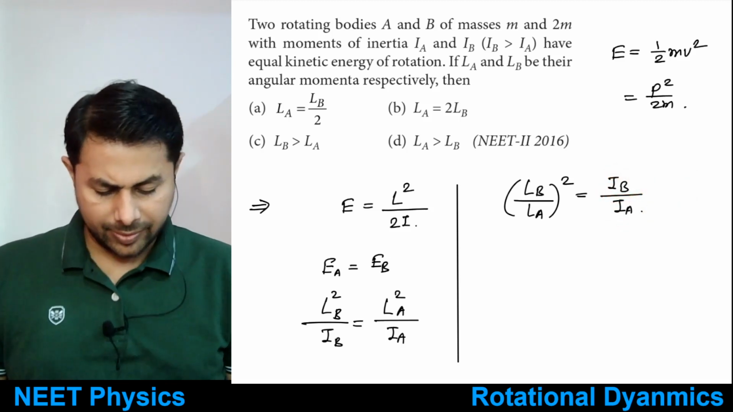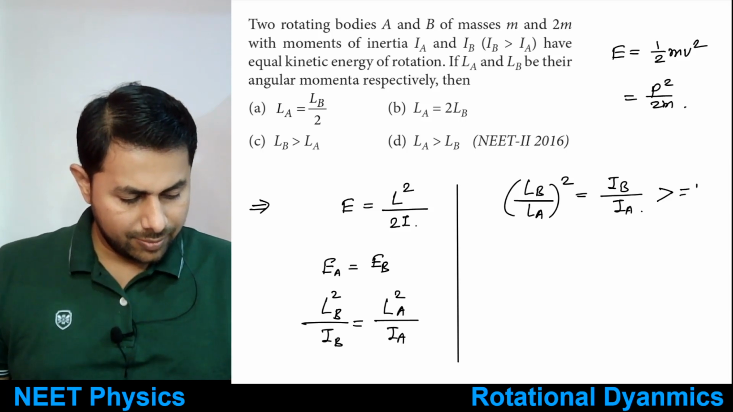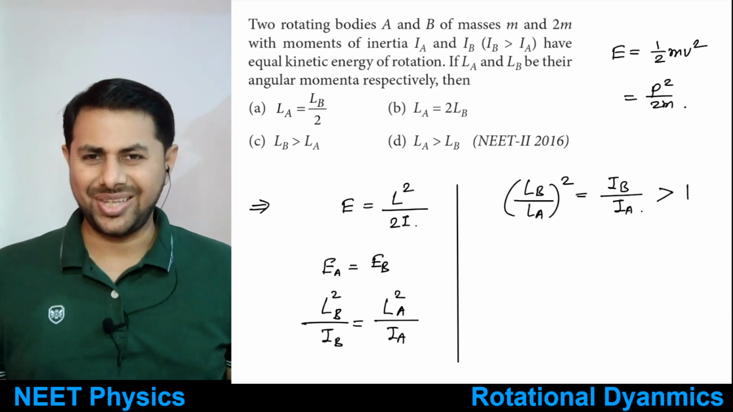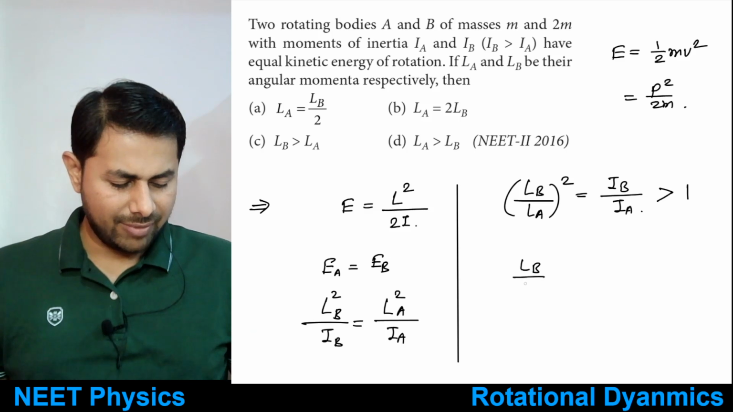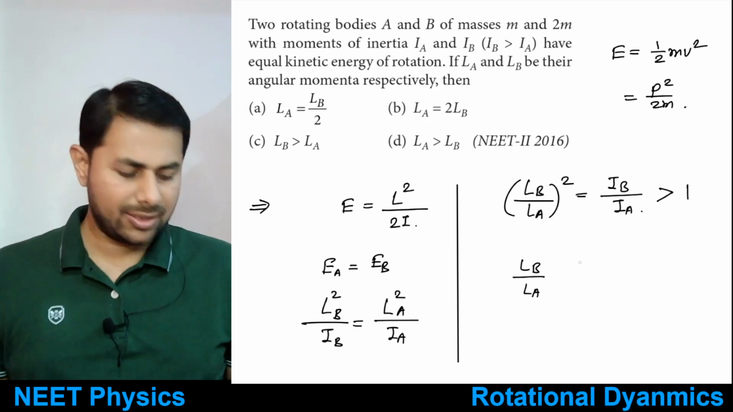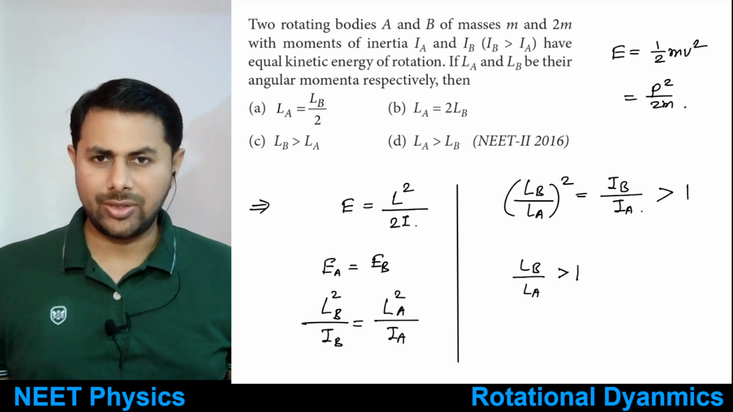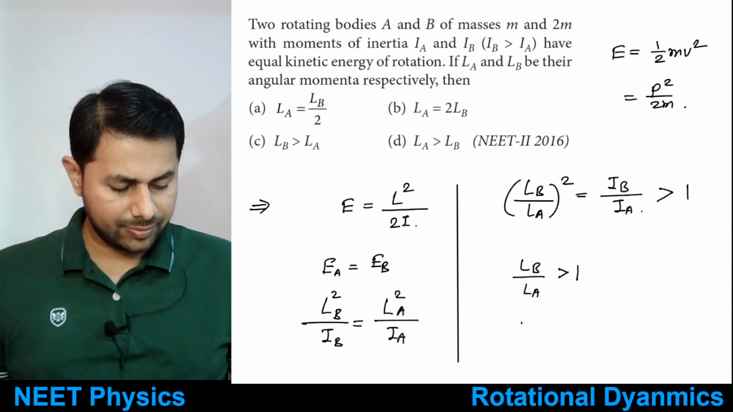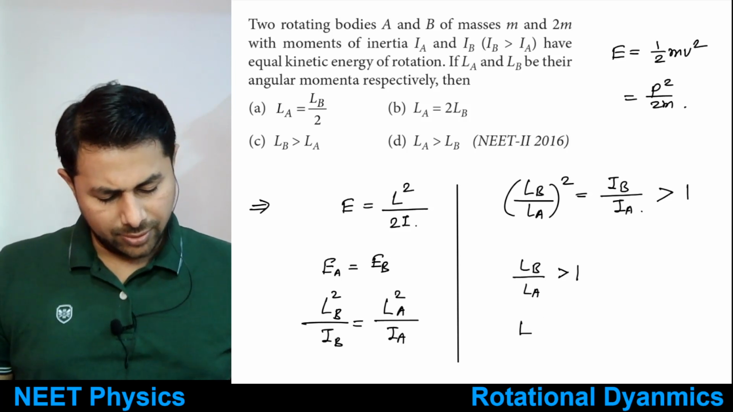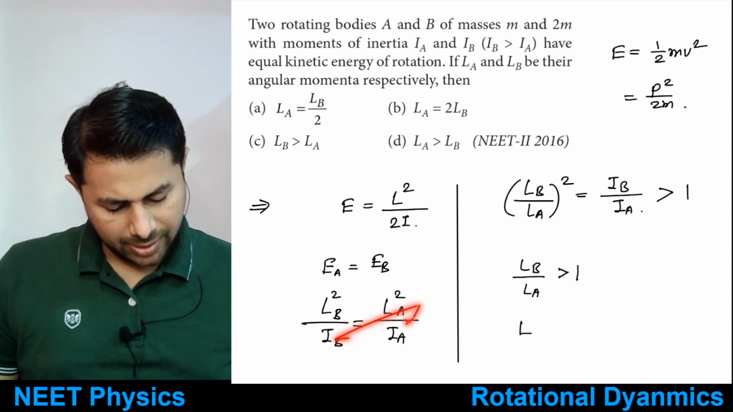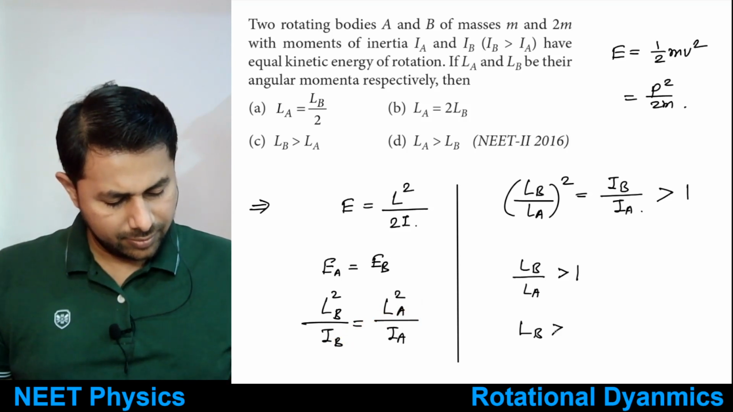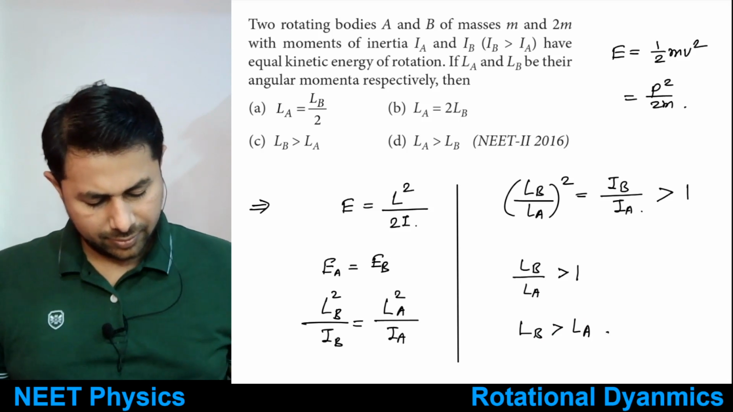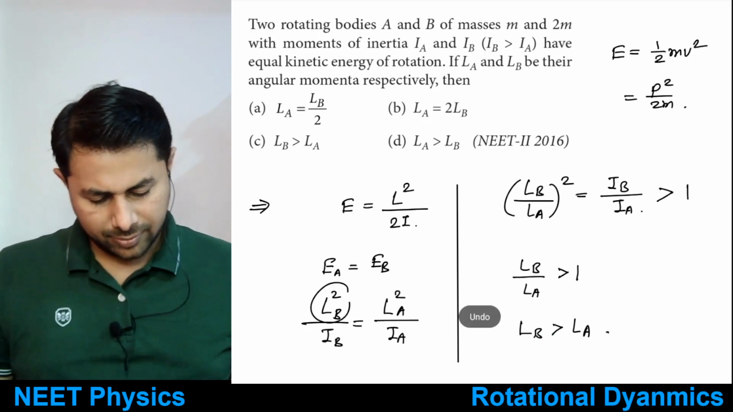This is greater than 1, not equal to, greater than 1. So if this thing is greater than 1, that means LB by LA square is greater than 1. And if LB by LA square is greater than 1, it means LB by LA is greater than 1 too. And therefore LB is greater than LA. This should be the answer, right? So it's option C.